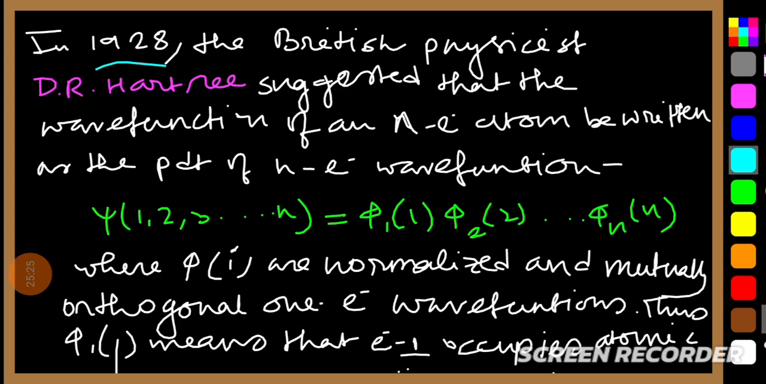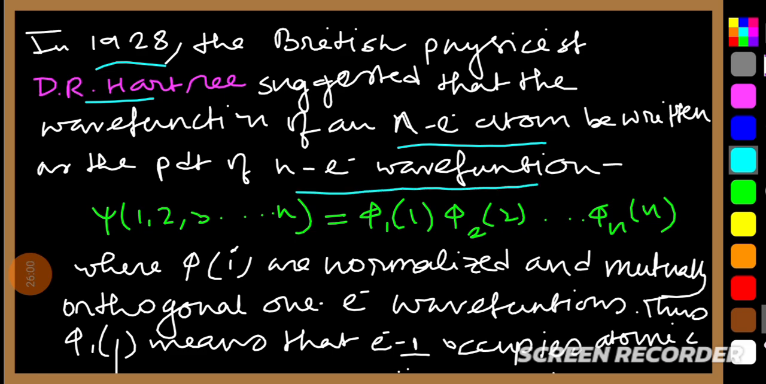Okay. So in 1928, the British physicist, that is Dr. Hartree. So according to his name, the overall method is called the Hartree and Hartree-Fock method, right? So for his contribution, this term is there. Okay, তো Hartree and Hartree-Fock method কেন হয়, তার অবদানের জন্য, তার নামানুসারে, ঠিক আছে? তো suggested that the wave function of n electron be written as the product of n electron wave functions.